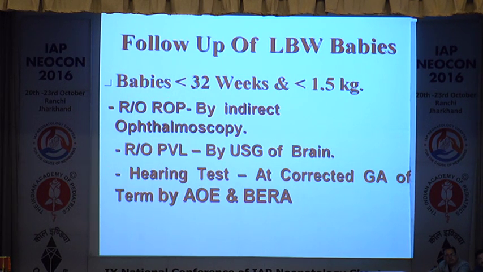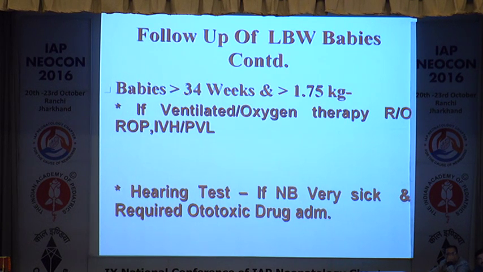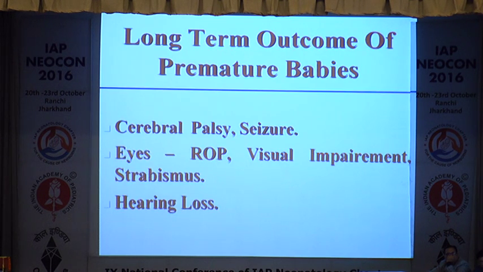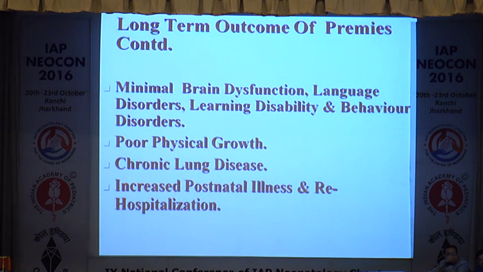And we should follow up such cases for ROP and hearing. Survival depends upon gestation and weight at birth, and center to center depending upon the skill and care which can be offered there. There are long-term outcomes in such premature babies. Poor outcomes can be there, like cerebral palsy, seizures, ROP, hearing problems, minimal brain dysfunction, poor physical growth, chronic lung disease, increased postnatal illness, and re-hospitalization is quite common because these babies can be brought with aspiration or with some infection.